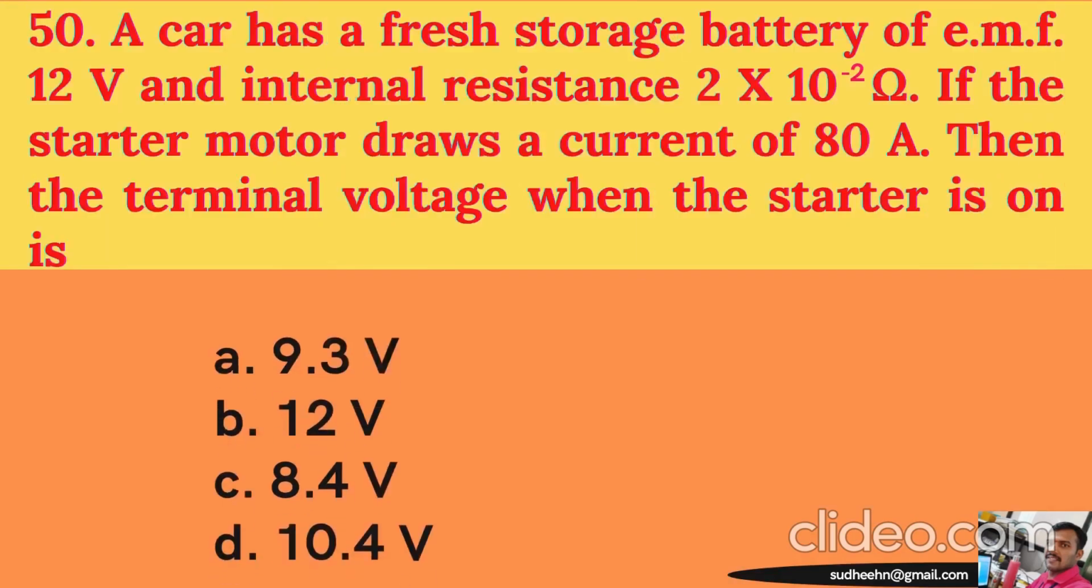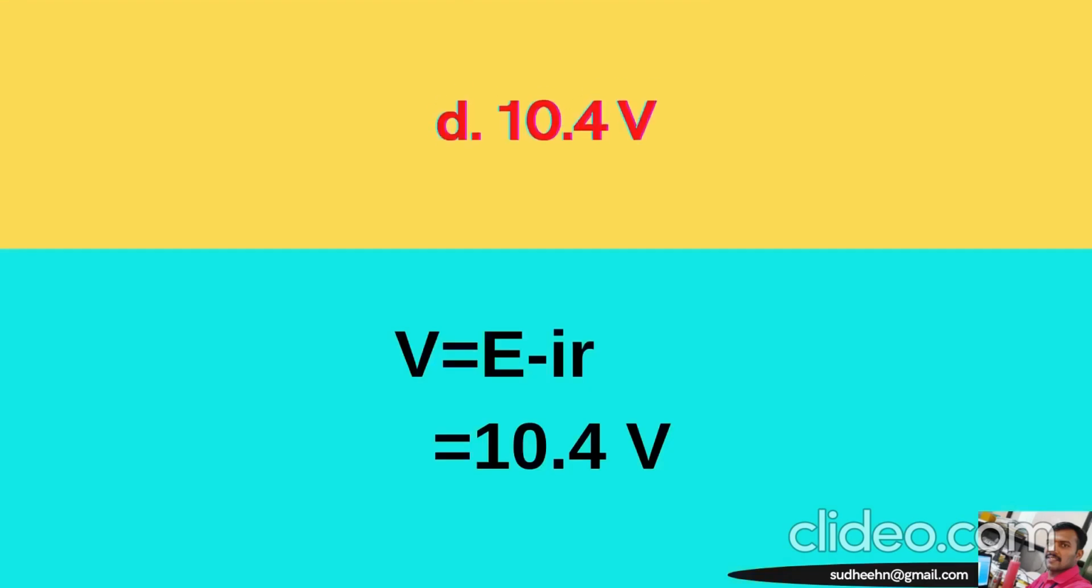Question number 50. A car has a fresh storage battery of EMF 12 volt and internal resistance 2 into 10 to the minus 2 ohm. If the starter motor draws a current of 80 amps, then the terminal voltage when the starter is on is: option A 9.3 volt, option B 12 volt, option C 8.4 volt, and option D 10.4 volt. The right answer is option D, that is 10.4 volt. This can be obtained with the equation V equal to E minus IR. By substituting the values, we get 10.4 volt.